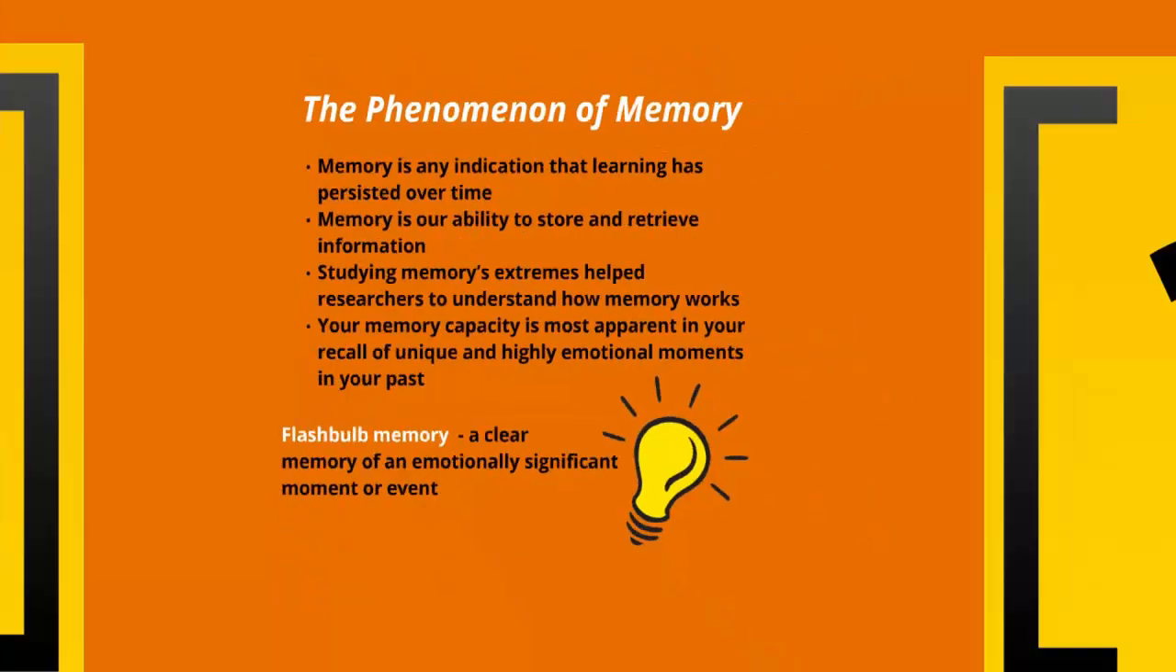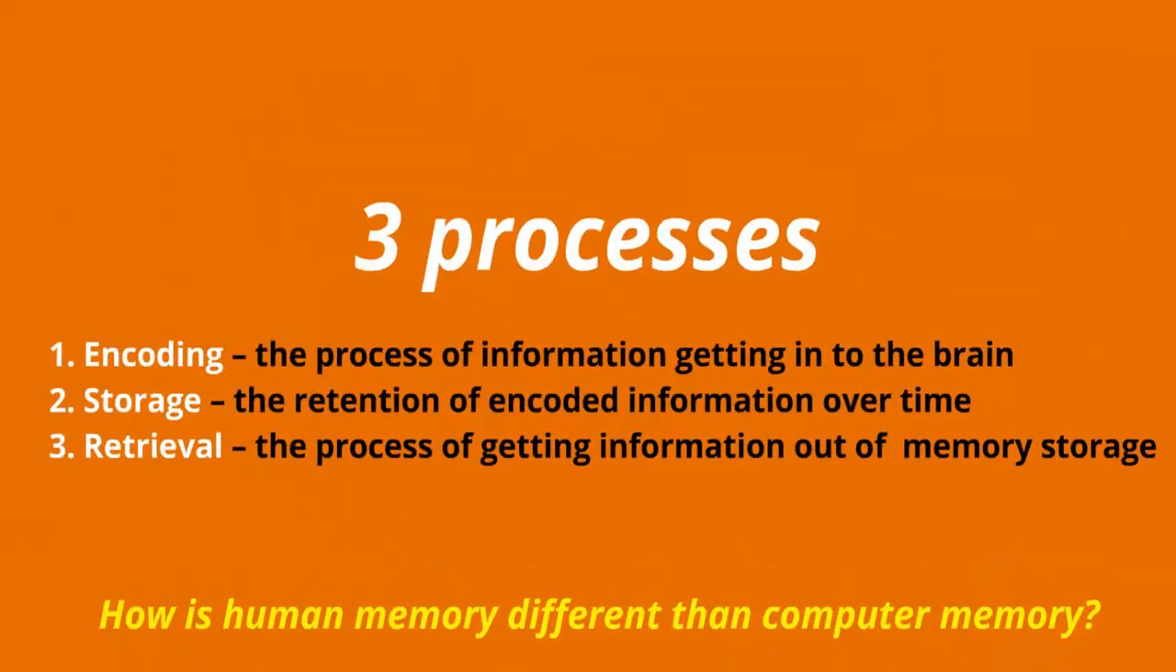Human memory is like a computer's information processing system in one way. Three processes still occur: encoding, which is the process of information getting into the brain; storage, the retention of encoded information over time; and retrieval, the process of getting information out of memory storage.